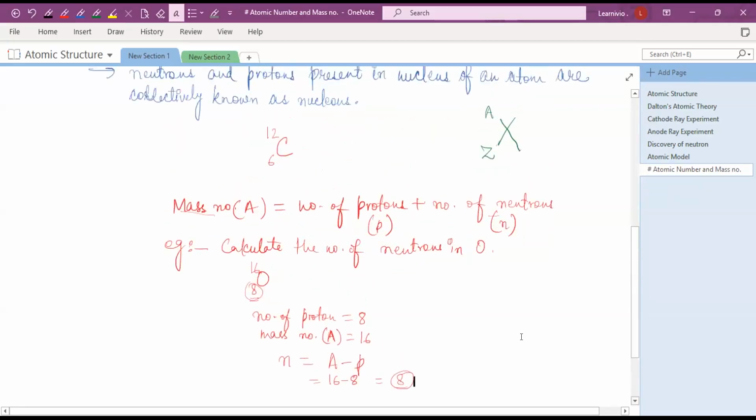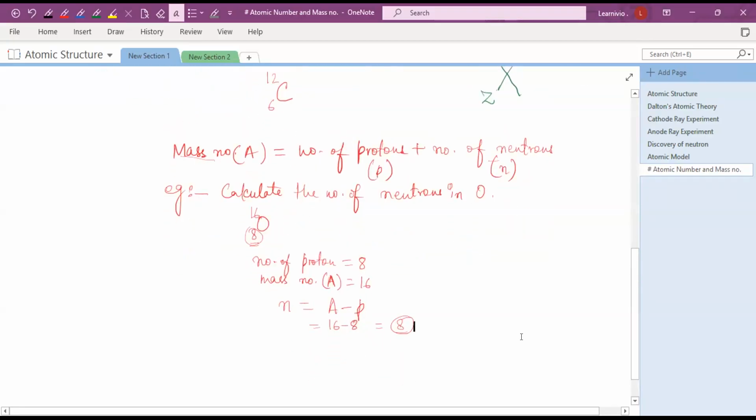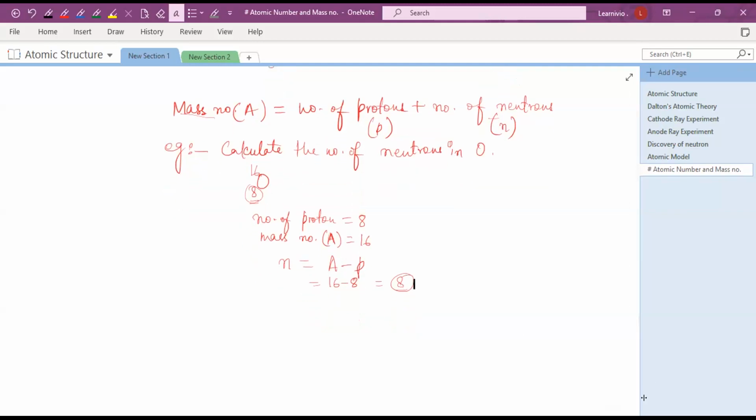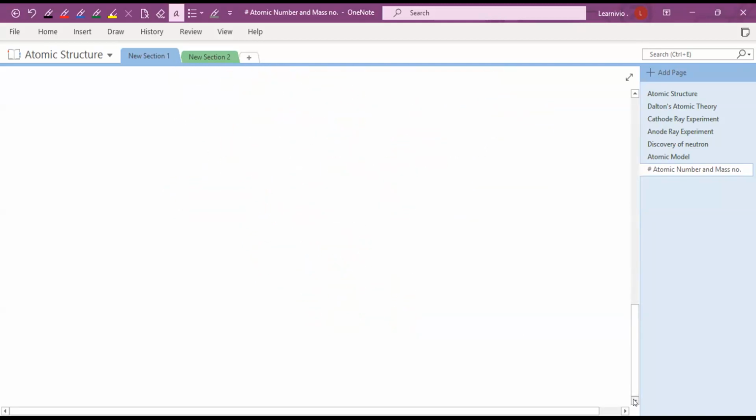Done. So remember this formula: mass number A is equal to P plus N. Right. Next is your isotopes. What are isotopes? What are isotopes, Neha?